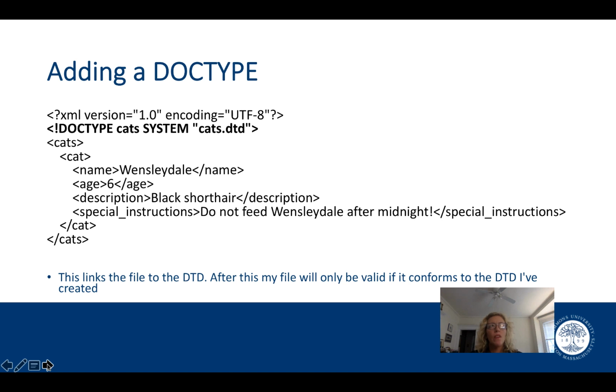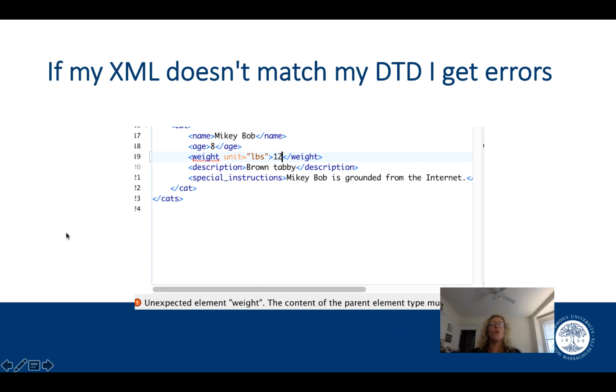So every time anybody else working on this big project with you has to follow the rules that are set in the DTD, and that's the reason they use them. Oxygen is pretty good about showing what your errors are. If your XML doesn't match your DTD, then you're going to get an error. It's telling you that you forgot something.